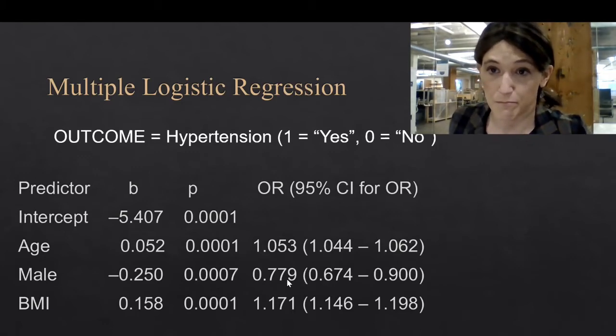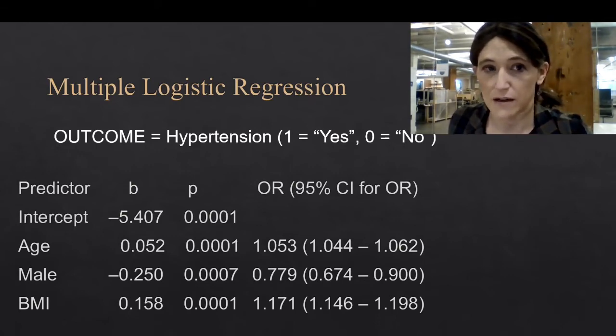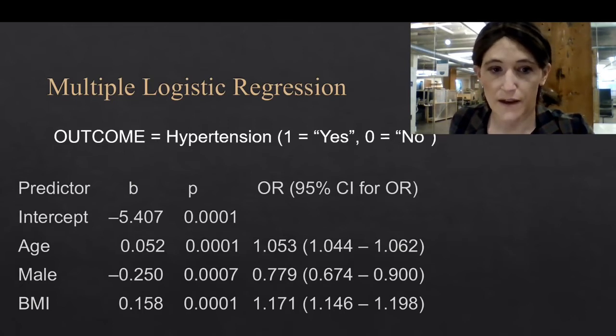So membership in the category male has a protective effect with respect to hypertension, adjusting for age, adjusting also for BMI. And then finally for BMI, we saw that it was positive here, but here's what we can actually interpret in terms of an odds ratio.